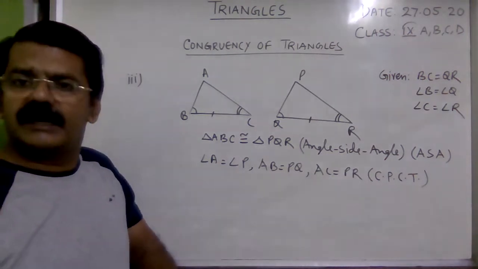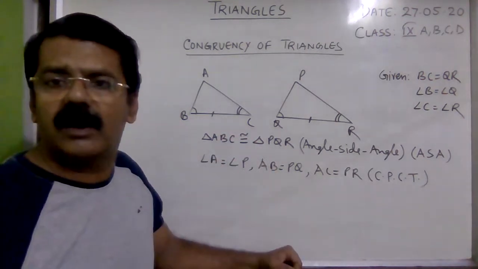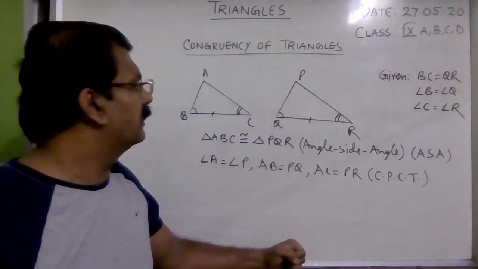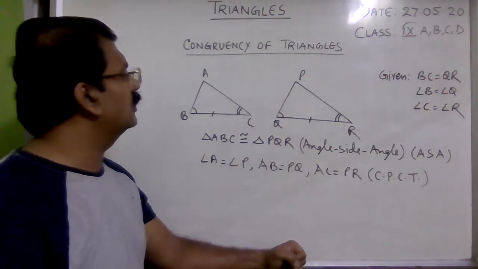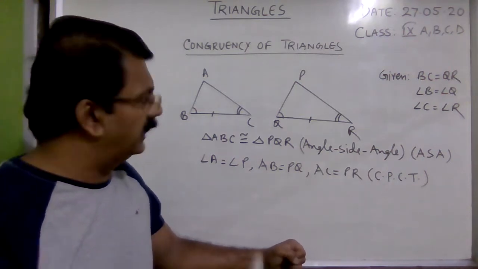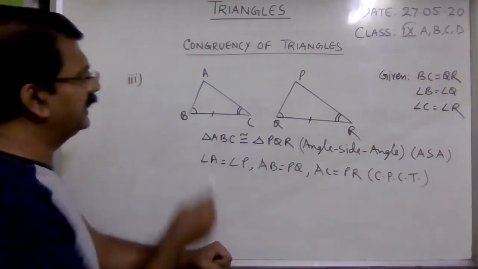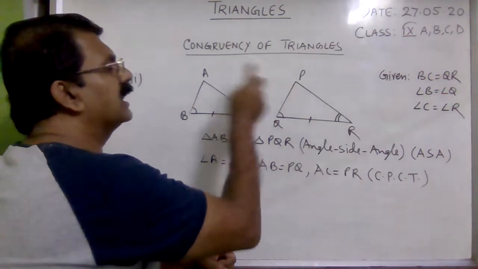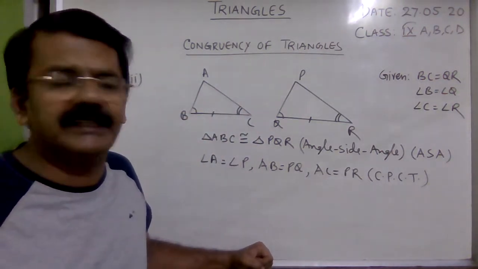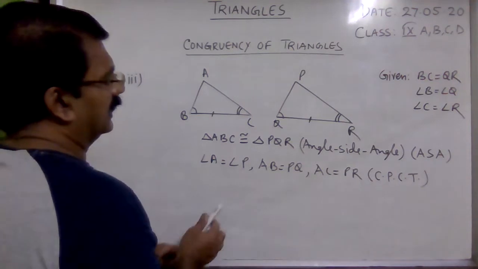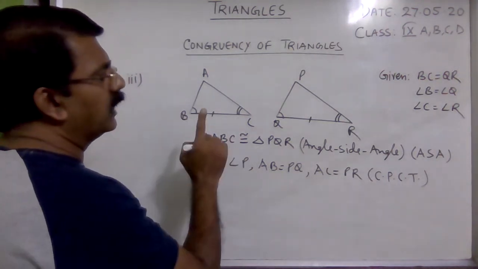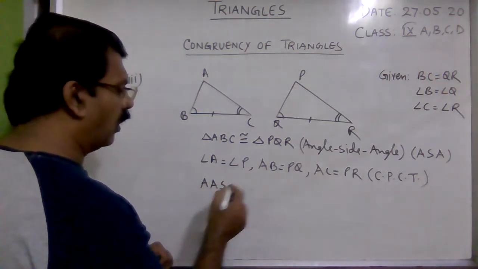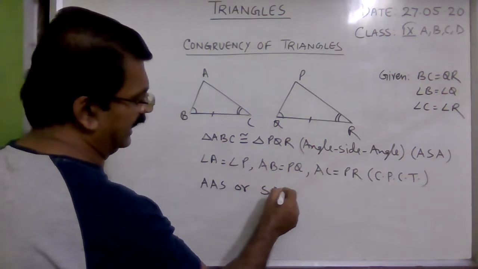Now there is a very interesting thing about this criteria of congruency. As you know, in a triangle, the sum of three angles is equal to 180 by angle sum property of a triangle. So if any two angles are given equal in two triangles, the third angle has to be equal. Automatically, when this angle is given equal to this angle and this angle is given equal to this angle, then automatically these two angles are equal because the sum has to be 180. So in two angles on one side, it can be AAS also, or it can be SAA also.